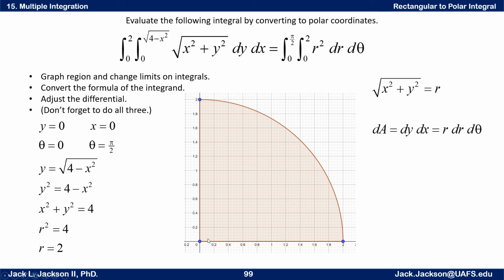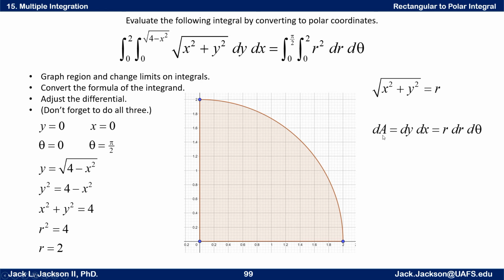When we run this from y's going from 0 up to that curve, we're below that, and it's the positive square root, so it's only the upper semicircle. But then we only do it from x's going from 0 to 2. So we're looking at this quarter of a circular disk as our domain. And so that makes this kind of region really nice and easy to describe in polar coordinates. Furthermore, as I already pointed out, the square root of x squared plus y squared is just r.